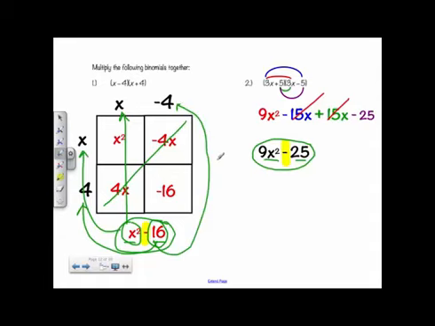Okay? Similarly, 9x squared, the square root of 9x squared is 3x, which you have right here and right here. And the square root of 25 is 5, which you have right here and right here.